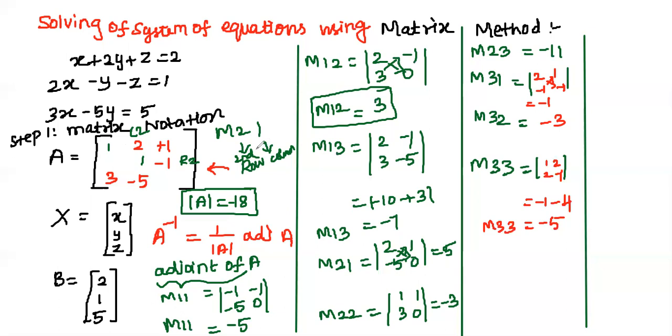Here 0 and here we have 2, right? Yeah. Okay, so we are done with the minors.